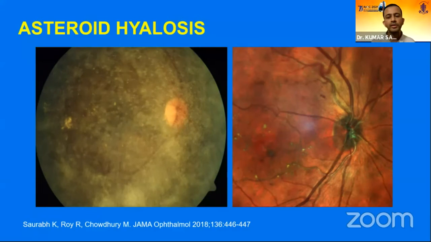So this is a very important use of multicolor imaging in patients who have asteroid hyalosis. We are hardly getting anything to see, and we can see everything by virtue of using laser light, which doesn't get reflected and gives us a clear picture of the fundus.